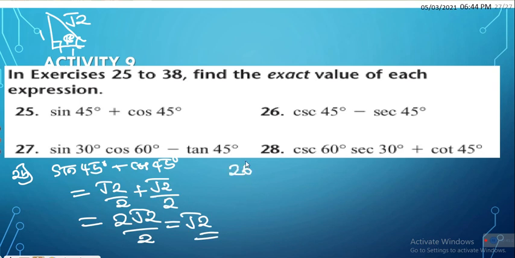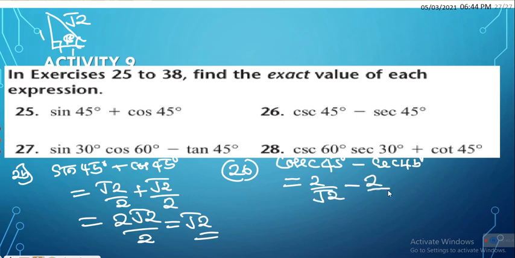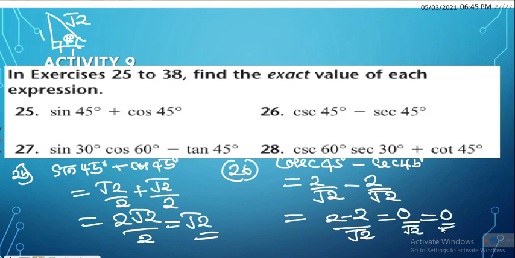So for 26, we have cosec 45 minus sec 45, and that will be cosec 45, which is 1 over sine 45, which is 2 over root 2, minus 2 over root 2, which is 0 over root 2, which is 0. Okay, very simple and straightforward. We are taking the next example.